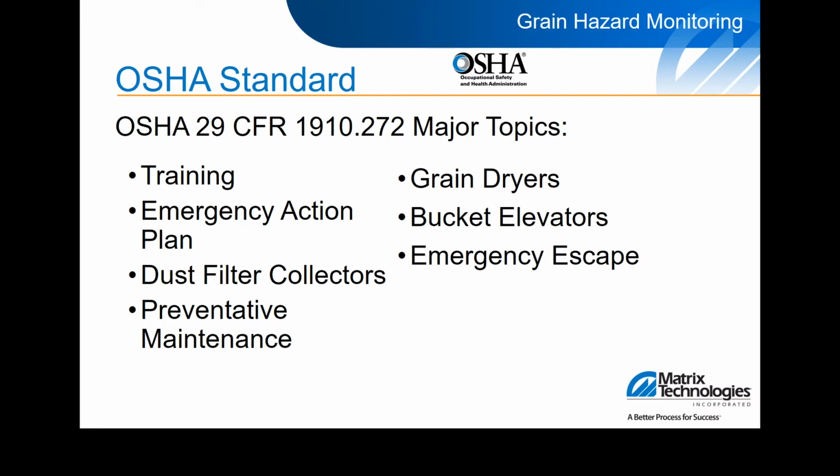Again, today we're going to talk about the major topics of 1910.272, which require training of facility, emergency action plan, dust filter collectors, preventative maintenance, grain dryers, bucket elevators, and emergency escape. For emergency escape, a facility must provide two means of escape from galleries or grain bin decks, and tunnels must have at least one means of emergency escape, and if built after 1987, they must include at least two.